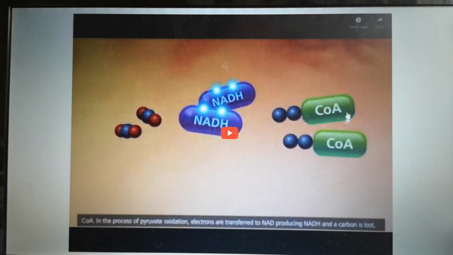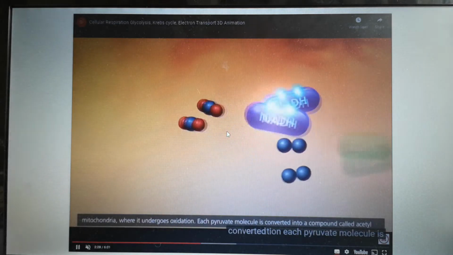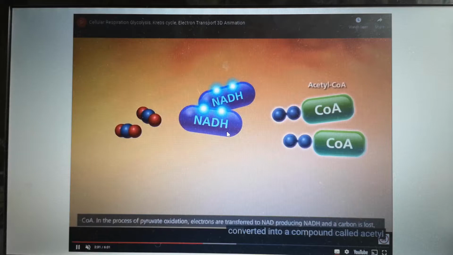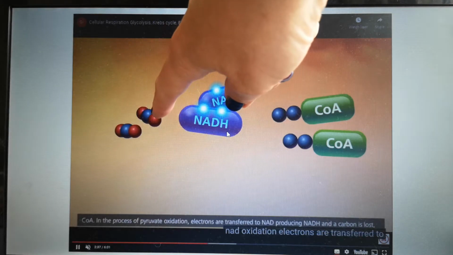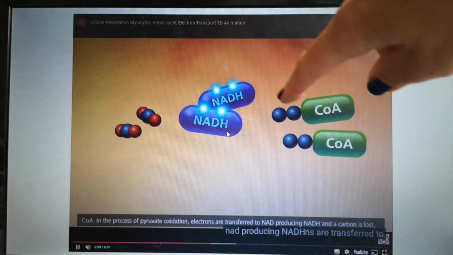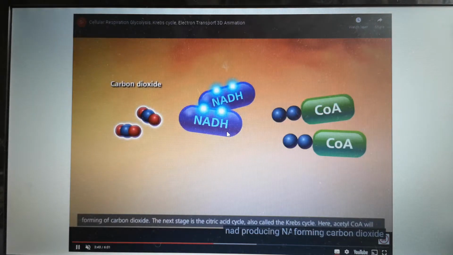Okay, so back to our animation, and we are going to start off at the end of glycolysis. So we've got our 2 pyruvate molecules, and in the link reaction, these molecules are going to be decarboxylated, oxidized, and attached to a coenzyme. So we've got 2 carbons produced, a couple of molecules of reduced NAD, and we've got these two-carbon acetyl groups attached to coenzyme A.